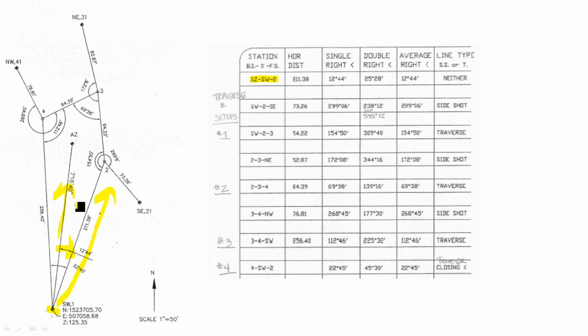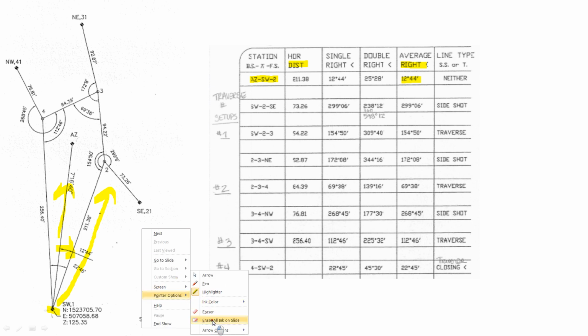So the distance from the southwest to point 2 is 211.38 feet, and the angle that I've turned is 12 degrees 44 minutes. Now, we're only looking at horizontal distance and horizontal angles, so when I create the field book, I'm only going to be inserting horizontal distances and horizontal angles. As we get further into the class, I'll show you how to insert vertical distances and vertical angles. When you're creating a field book, you're actually going to be creating it with the Notepad program, and I'll show that to you in a bit.